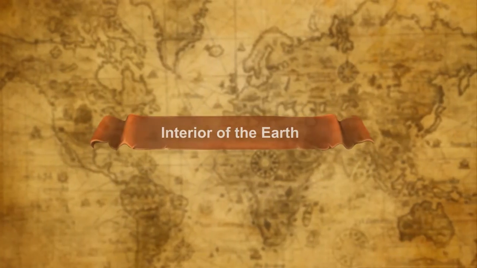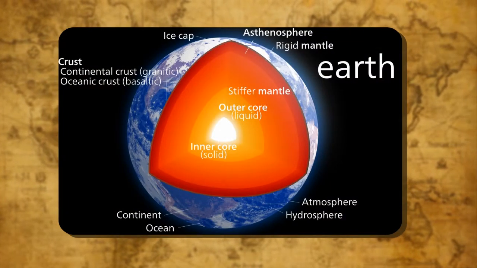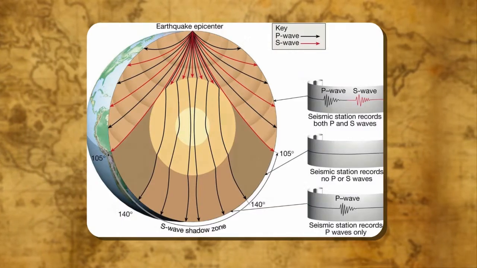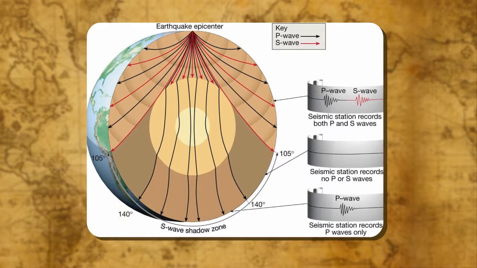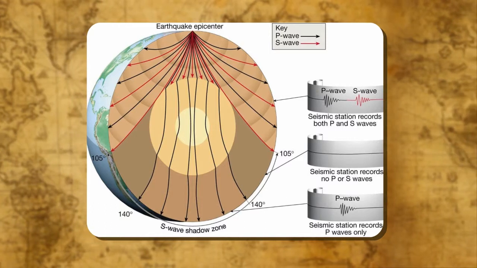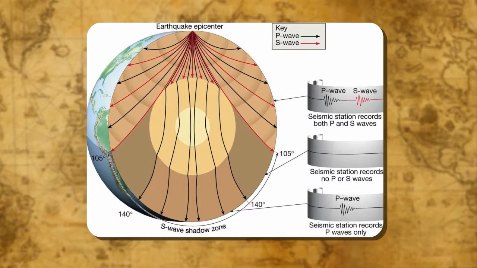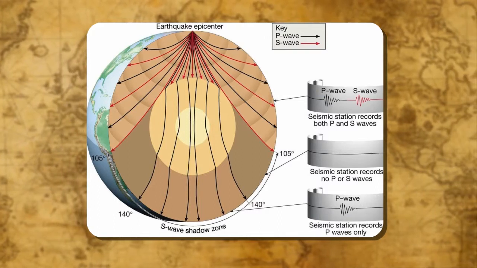Interior of the Earth. The study of the internal structure of the Earth depends upon indirect sources. Seismic waves, or the earthquake waves, are the most important source. By studying these waves and their movement, we come to know about the interior of the Earth.